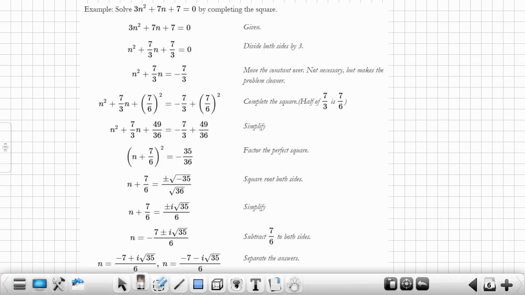Here's the thing now. I've got to take half of my middle term and then square it. We have to understand that half of 7/3 is 7/6. And then I'm squaring it. So I put 7/6 squared, 7/6 squared. Then I actually squared it. 7/6 squared is 49/36. Any questions?